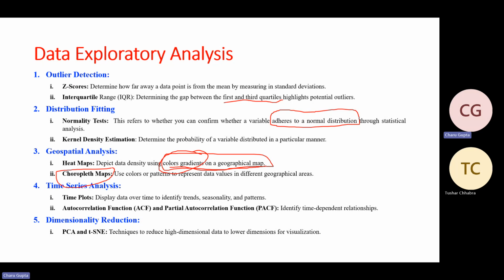Next is time series analysis, wherein we display the data over a particular time to identify trends, seasonality, and patterns. And the fifth technique is dimensionality reduction, wherein we try to reduce high dimensional data. High dimensional data means, for example, if I have 1,000 columns in a data, and they all are relevant and important, what we do is combine those 1,000 columns in such a manner so as to reduce them to, for example, 10 columns. Now these 10 columns are manageable, right?